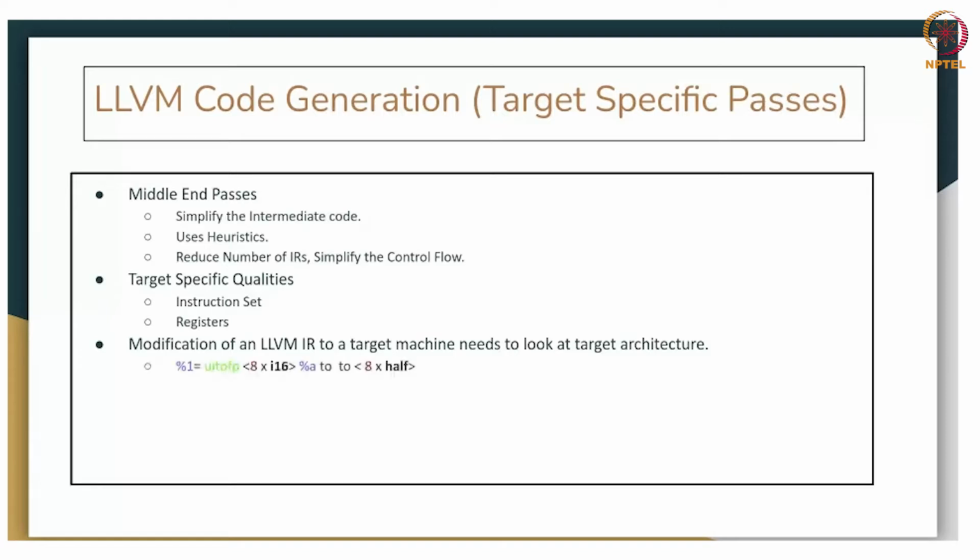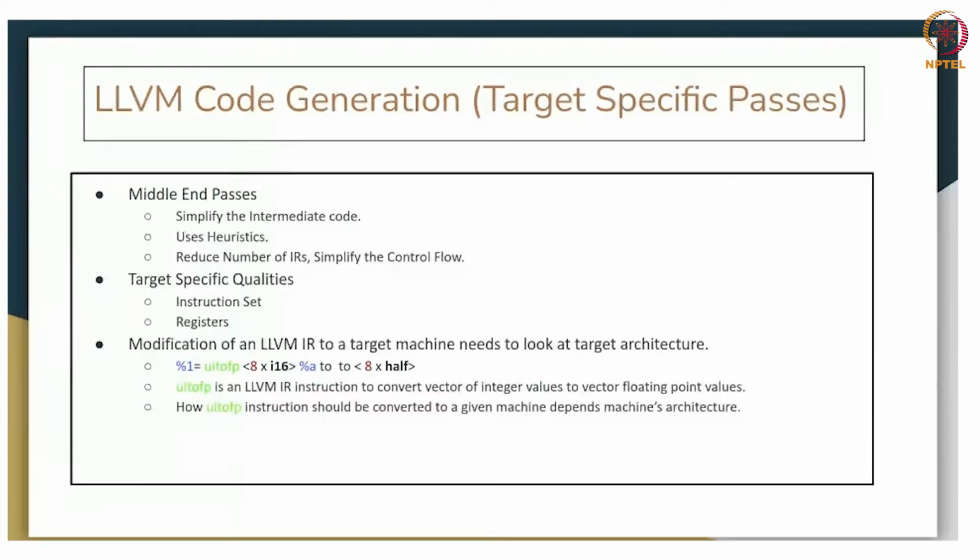So here is a simple LLVM IR instruction, where the instruction is UI to FP, so unsigned integer to floating point. That's what UI to FP means. You have a vector of short integers, where the number of elements in the vector is 8. You have to convert it to a floating point half. The %1 is a virtual register in LLVM. So UI to FP is an LLVM IR instruction to convert a vector of integer values to a vector of floating point values. How this instruction should be converted for a given machine depends on the machine's architecture, its instruction set.